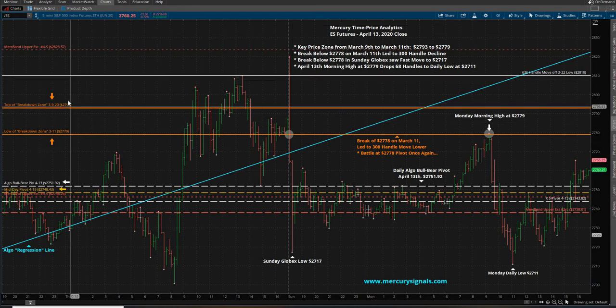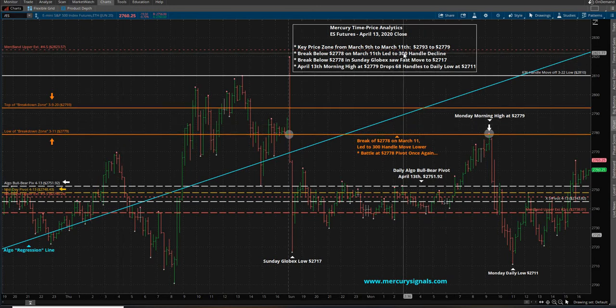But let's talk about this price zone right here. On March 9th and 11th, you had a key range at 27.93 to 27.79. Now it traded above that range, but this was the key area that it all boiled down to. Here you can see the lower part of this price zone at 27.79, and the upper end of that chunk of price at 27.93. But the key is that when 27.79 broke on March 11th, this area was between the 9th and the 11th. When that broke on March the 11th, it led to a 300 handle decline.